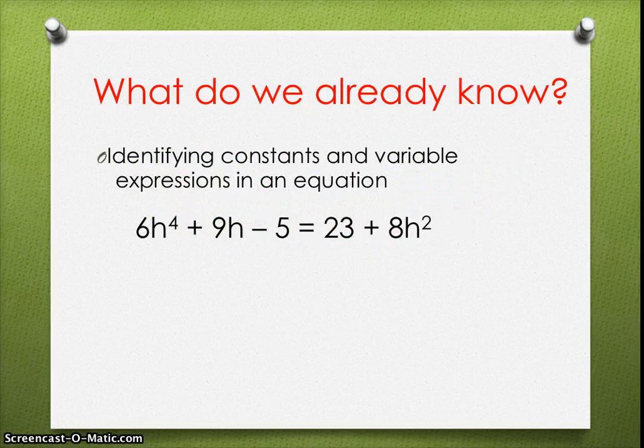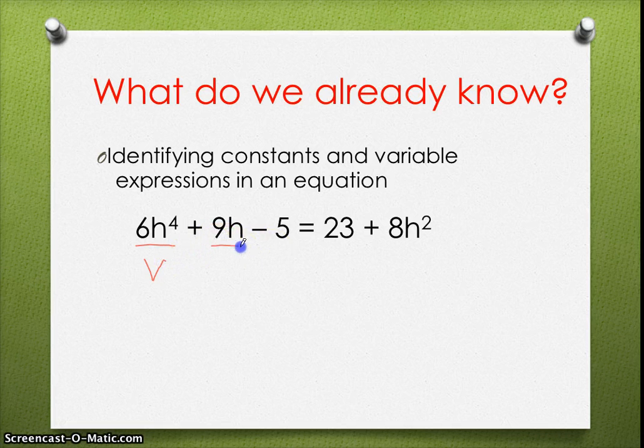So let's go ahead and review how to identify what looks like a constant and what looks like a variable expression. Given this equation, notice that there are two sides, the right and the left side. On this side we have 6h to the fourth plus 9h minus 5. The other side we have 23 plus 8h squared. So we want to get into the mindset of identifying which terms are variables and which are constants. This whole term, 6h to the fourth, is going to be our variable, so I'm going to label it with a V.